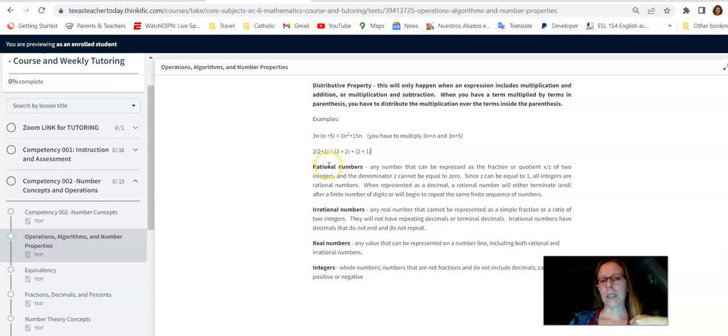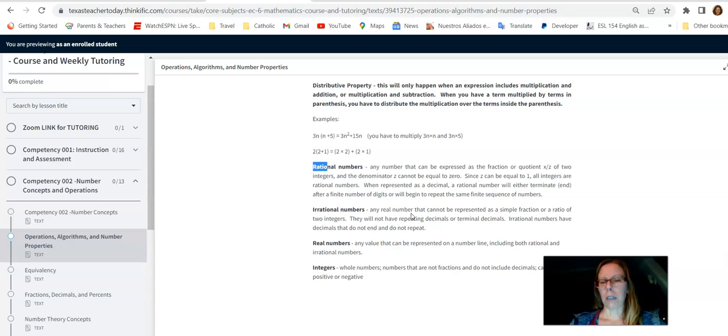Next, think of the word ratio. Ratio is kind of like a fraction, right? 1 to 2 is 1 divided by 2. Irrational numbers cannot be represented as a simple fraction or a ratio of two integers. They will not have repeating decimals or terminating decimals. Irrational numbers have decimals that do not end and do not repeat.